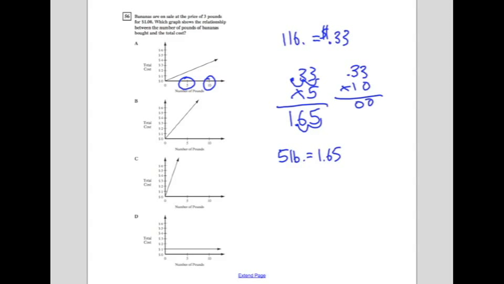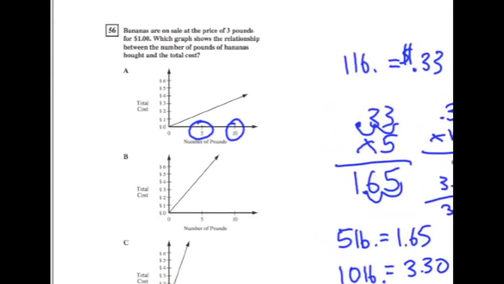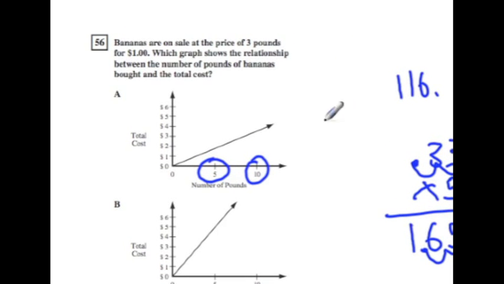So 0, 0, 3, 3. All right, so it's 330. Once again, it holds 2 decimal places over, so I'm going to put the decimal point right there. So 10 pounds of bananas should cost you $3.30. So let's find out which one of these graphs is the correct one. Let's look at the first one. Remember, 5 pounds is $1.65. So $1.65 should be about right there. And hey, look, that lands pretty good.